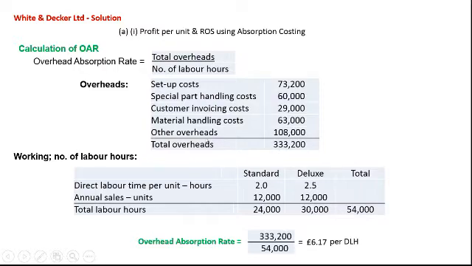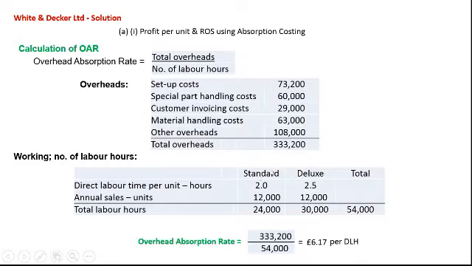So for absorption costing, we don't need these different activity-based categories of costs. We rather need one total overheads figure. So we total them and we get our total overheads figure. Next, we need to know the number of total labor hours. So for the direct labor hours, we need to work out the total figure.